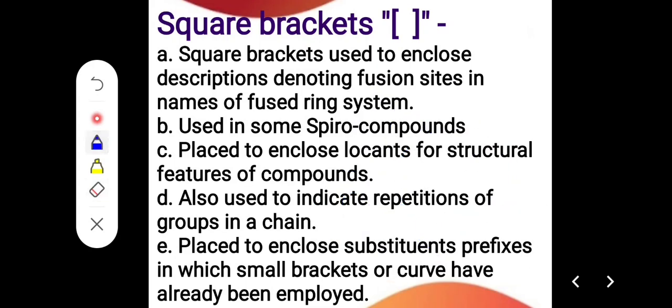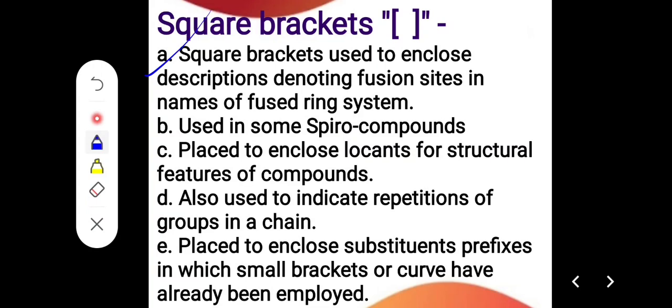So square brackets are used to enclose the description denoting the fusion site, at what position these two rings are joined together. If we consider two houses, two buildings, in between them there is one wall, and this wall is denoted by square brackets. This is the example. Suppose there are two countries, in between the two countries there is a border area, and this border area can be designated by square brackets.